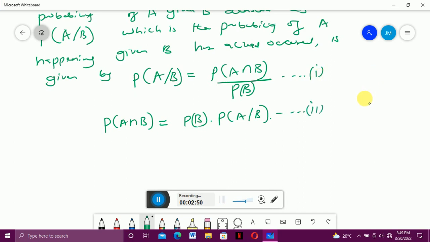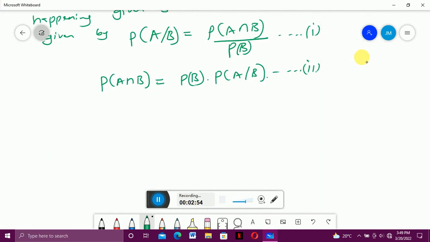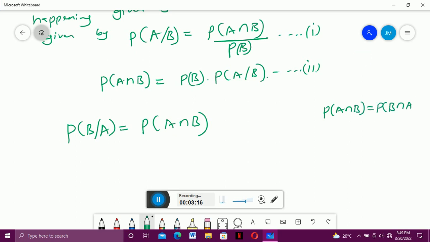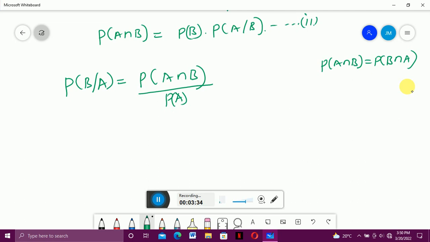We could also talk about probability of B given A. Probability of B given A is again probability of A intersection B over probability of A. As you remember, because of commutativity, probability of A intersection B is the same as probability of B intersection A. And then we can still rewrite this as probability of A intersection B is probability of A times probability of B given A.